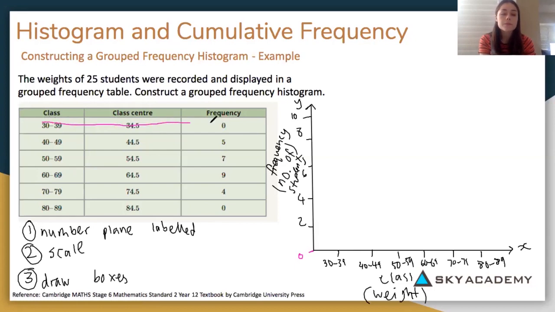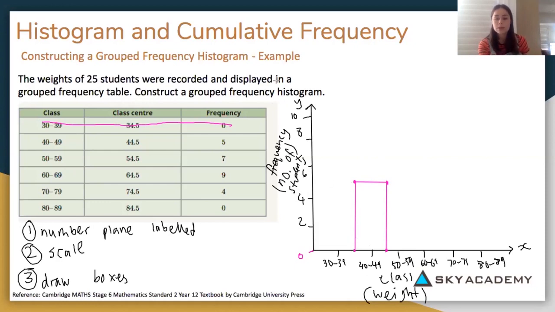40 to 49 was a frequency of 5. So I'm going to go halfway towards my neighbor on either side. And then I'm going to go up to 5, which might be halfway between 6 and 4. So it would be about there. And now I've got my outline of where my box is going to go. I'm going to draw the box on. And that would be the frequency, or 5 numbers of students. 5 students would weigh between 40 to 49.